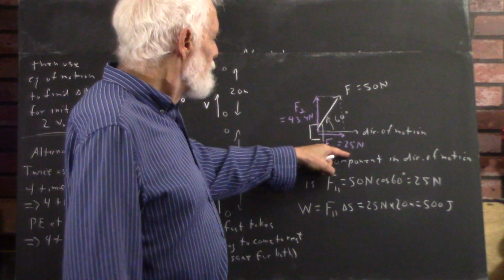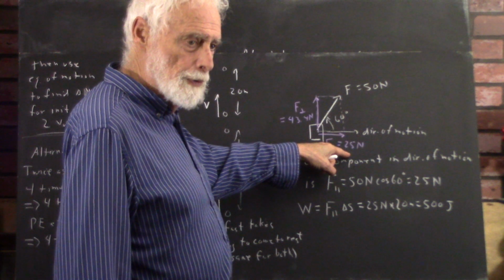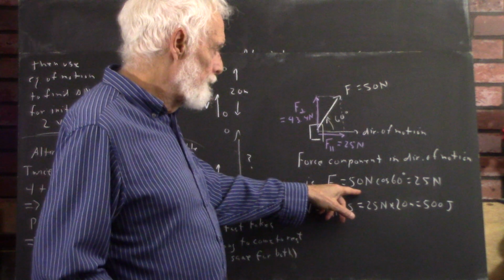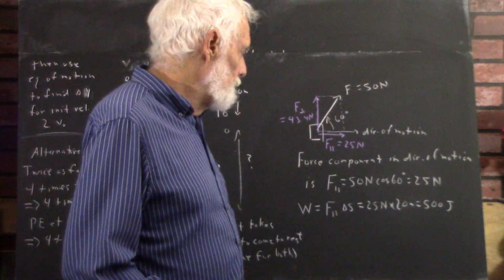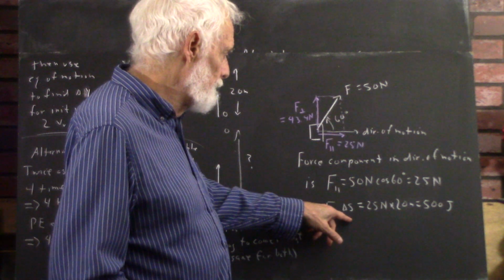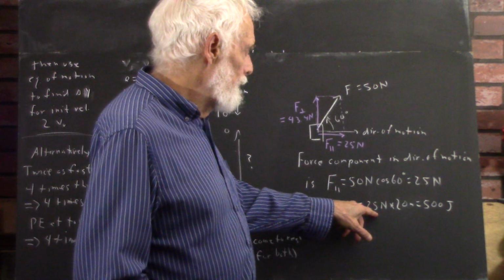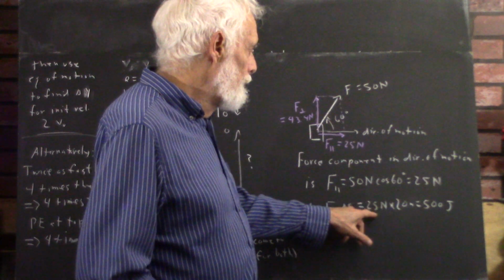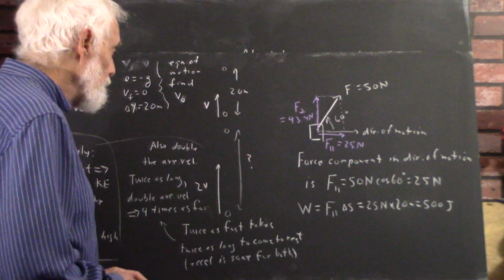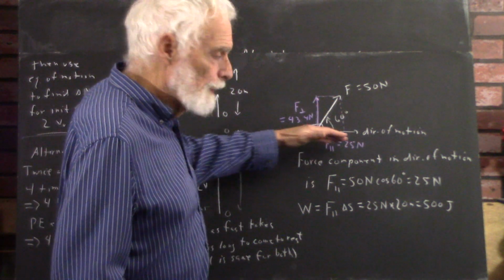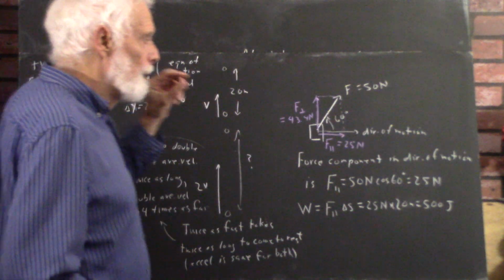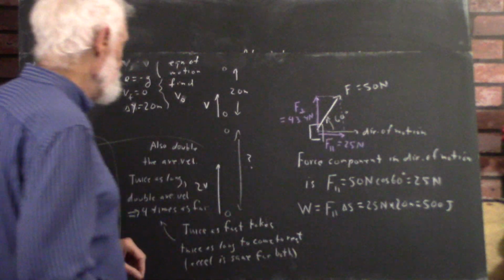This one doesn't matter. This is the component that does work. The component in the direction of motion is 25 newtons. The work is that parallel component times your delta S, your displacement in that direction. The displacement is 20 meters, so you have this calculation. It's a very straightforward problem that reinforces the idea that only the component of the force parallel to the direction of motion does work.